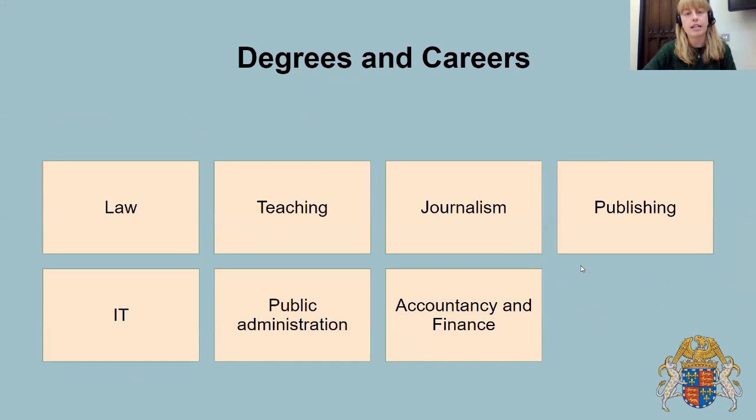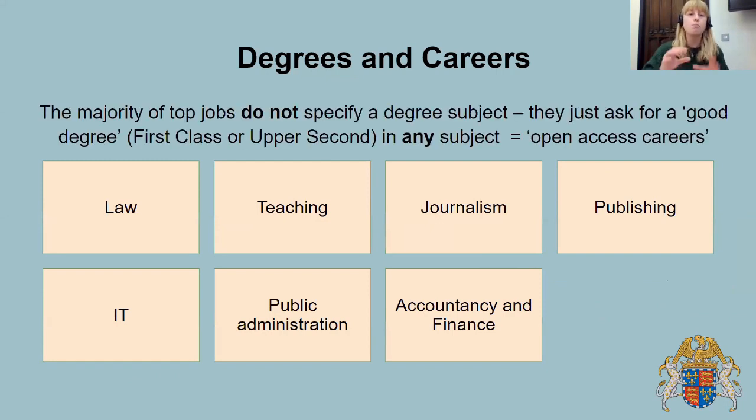These careers that I've got on the slide, these industry areas, these different jobs, these are what we call open access careers. So most jobs that I've listed here, and there are other jobs as well, they don't specify a particular degree or particular subject. They just ask for what we call a good degree, which is either a first class or an upper second in any subject. So just a note on degree qualifications, degree bandings.